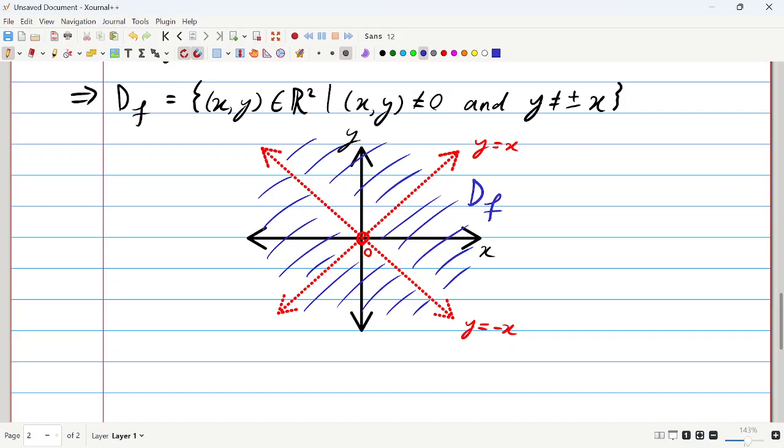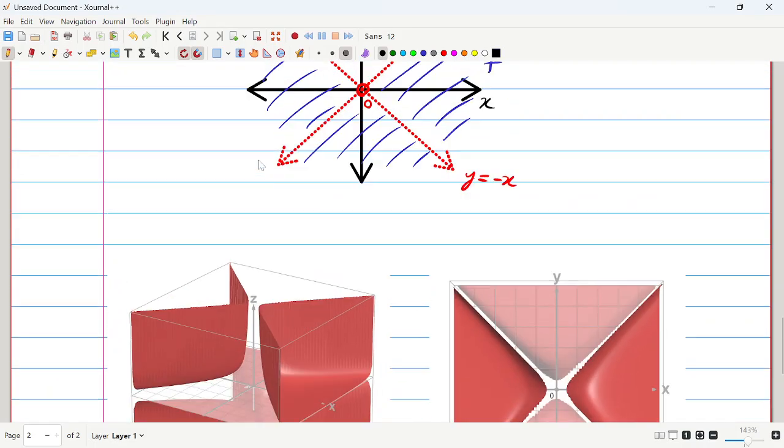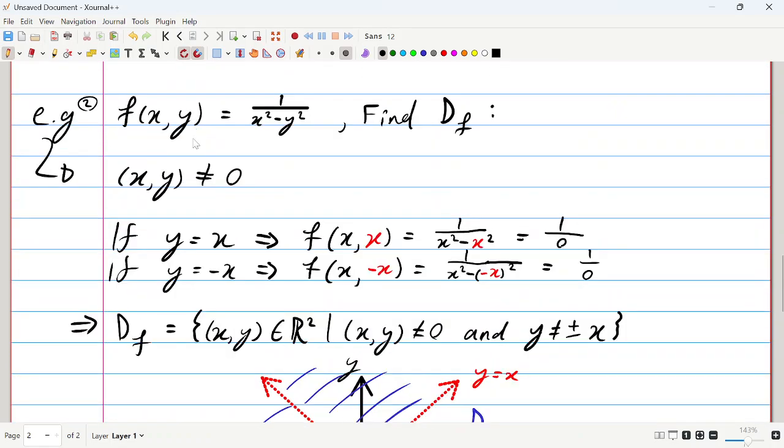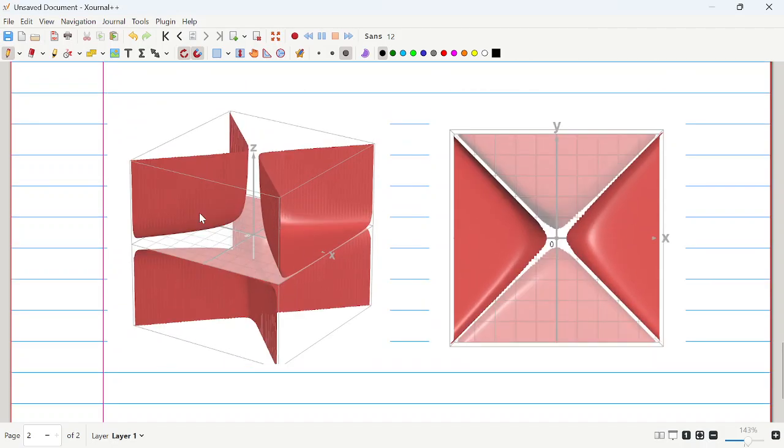Let's get a visual representation of a surface as well as the actual domain from the two-dimensional perspective. From here we have this function, which is 1 over x squared minus y squared. So this is what the function actually looks like. This is what the surface looks like. Notice that it looks a little bit weird, but now you can see some gaps.